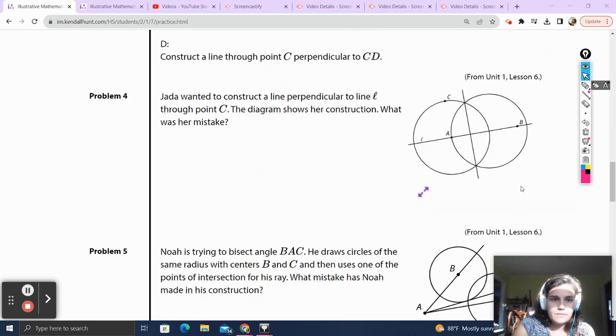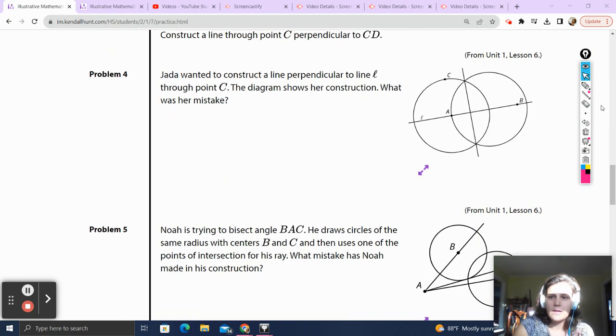All right. Problem 4. Jada wanted to construct a line perpendicular to L. This is L. Through point C. It does not look like she did that.